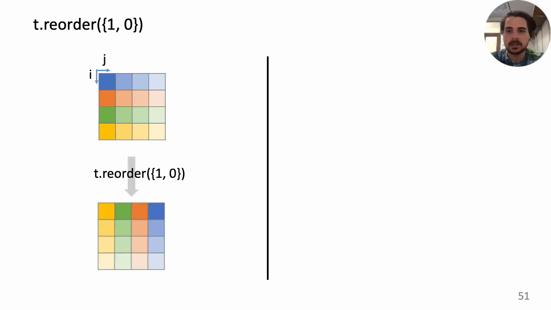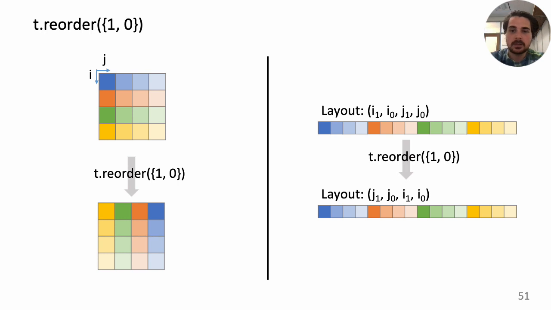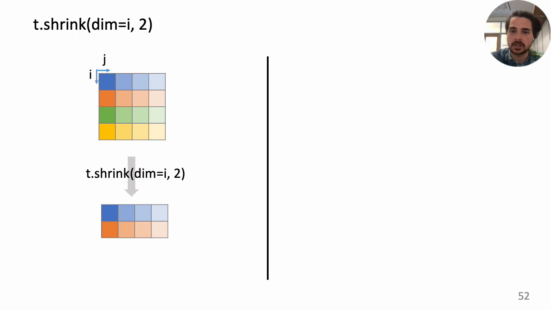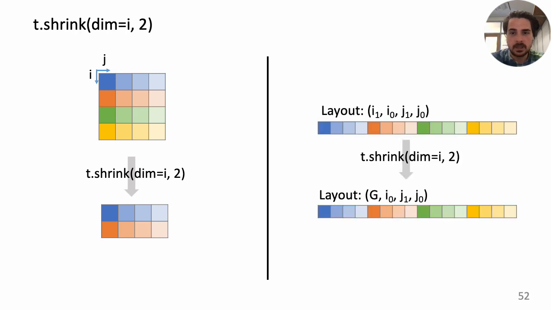Here it is applied to the tensor, and on the corresponding ciphertext, a transpose is just a change of layouts. So notice how the I and J layout bits are swapped, and the underlying ciphertext remains unchanged. Here's how shrinking looks on the matrix, and here it is on the corresponding ciphertext. This, again, requires 0 FHE operations.